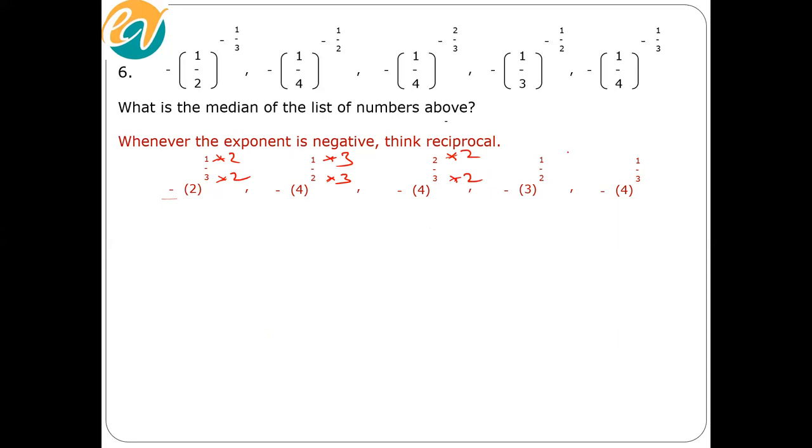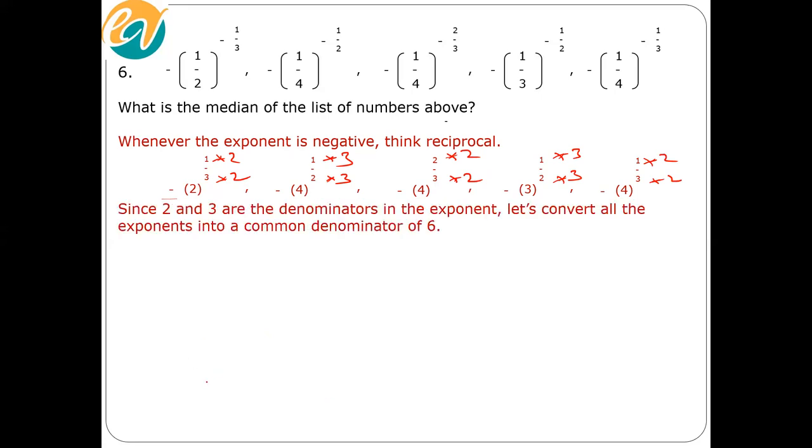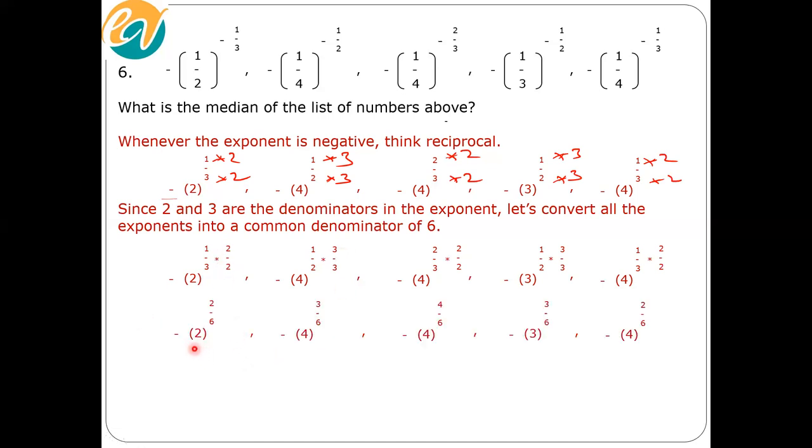Multiply by 2, divide by 2. In this case, multiply by 3, divide by 3. In this case, multiply by 2, divide by 2, right? So that's exactly what I have done. Let's convert all the exponents into a common denominator of 6. So for that, multiply by 2, divide by 2, for example, in this case, and so on. So this is what we get.